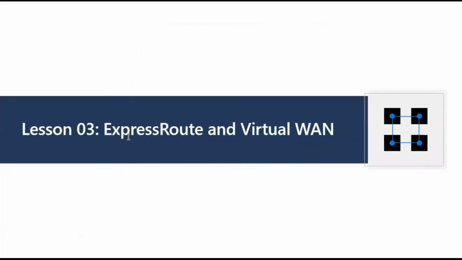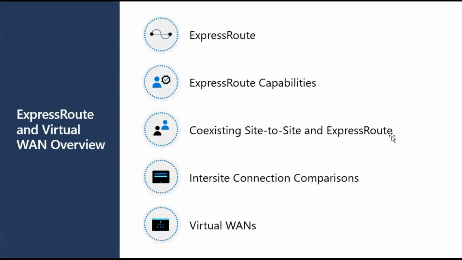Now, in these sections we're going to discuss ExpressRoute and virtual WAN. In here, we're going to discuss ExpressRoute capabilities, coexisting site-to-site and ExpressRoute, inter-site connection comparisons, and virtual WANs. These topics we're going to look at now.